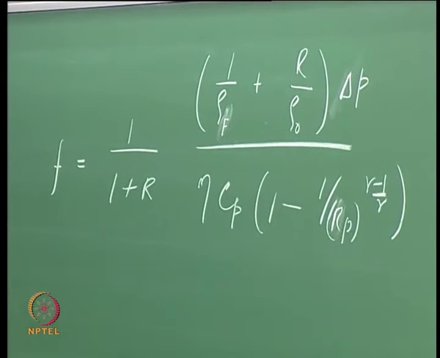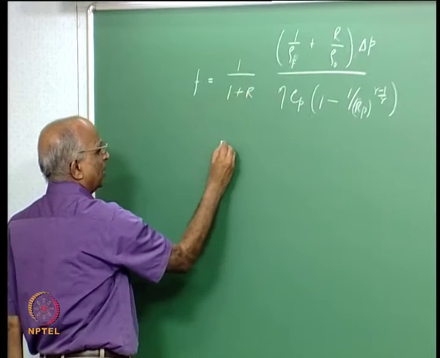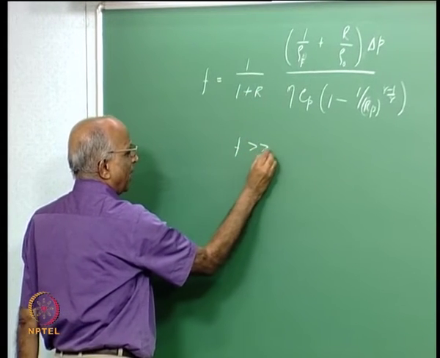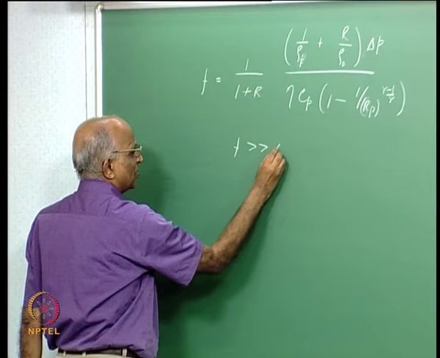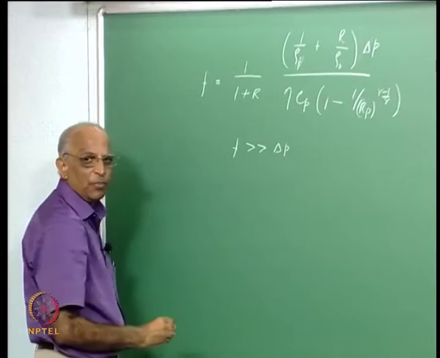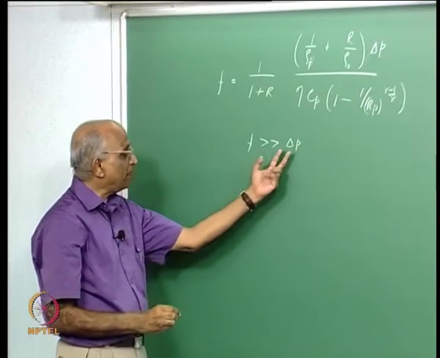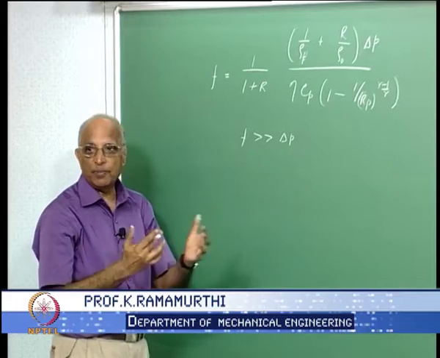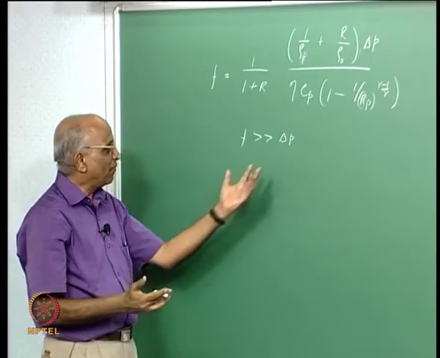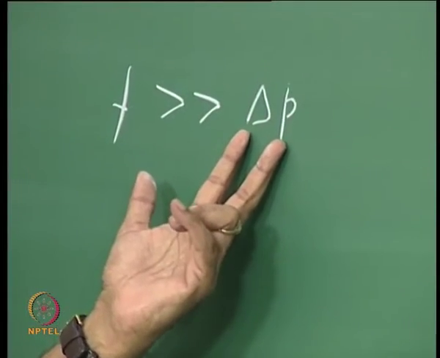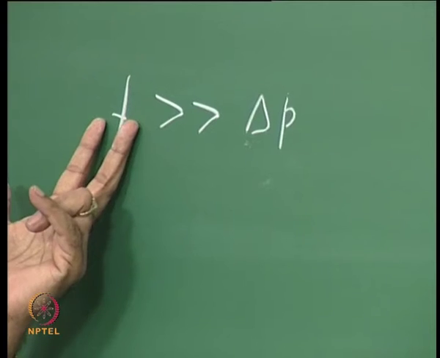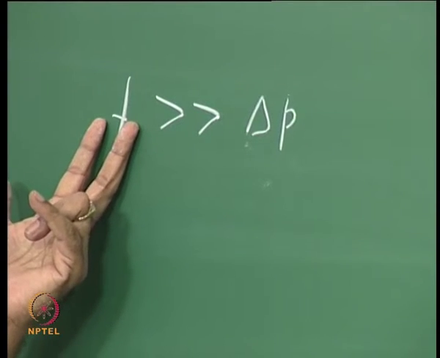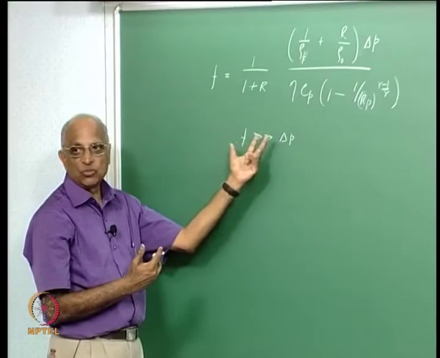What does this expression tell us? Immediately we see F increases as delta P goes up. Delta P is the pressure increase across the pump. That means for a high pressure engine, which will demand a high pressure at the inlet to the engine, the pump pressure ratio must be high, therefore the fraction of the propellant which goes into the gas generator must be high.